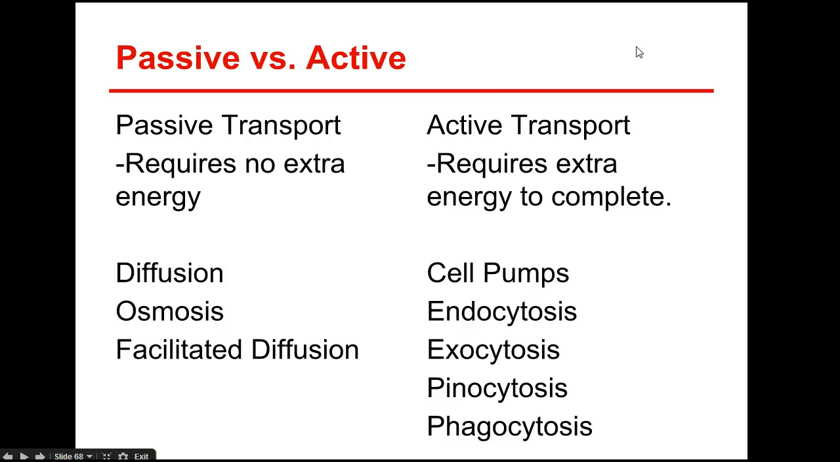Now make sure that you guys know the difference between passive and active transport. Now this is a very simple description. Passive transport does not require any extra energy to complete. It always results in equilibrium. Very simple. It always goes with the concentration gradient. Examples of that are diffusion, osmosis, facilitated diffusion. Now active transport requires extra energy to complete. It goes uphill, and it goes against the concentration gradient. It does not result in equilibrium. Examples of that are cell pumps, endocytosis, exocytosis, pinocytosis, and phagocytosis.